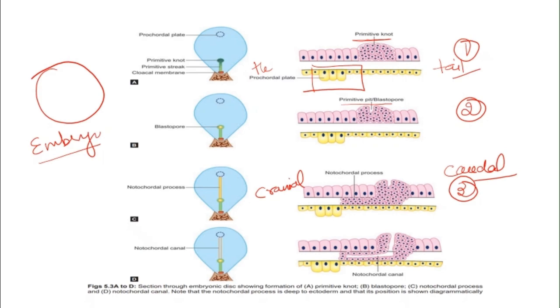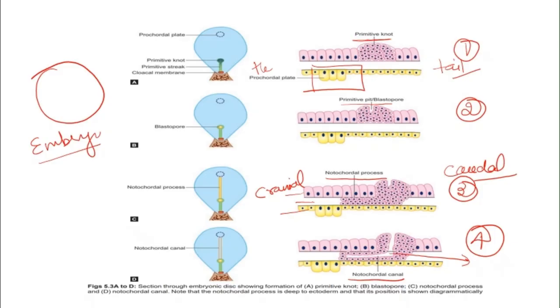So this process grows towards the cranial end of the embryonic disc, and now it is called the notochordal process, and it also replaces the mesoderm in between. This is the ectoderm, mesoderm, and endoderm. In the fourth step, you can see the primitive pit, or we can say blastopore, also makes a cavity alongside the whole of the notochordal process. Due to formation of this cavity, the notochordal process is now called the notochordal canal. So the fourth step is the formation of the notochordal canal.